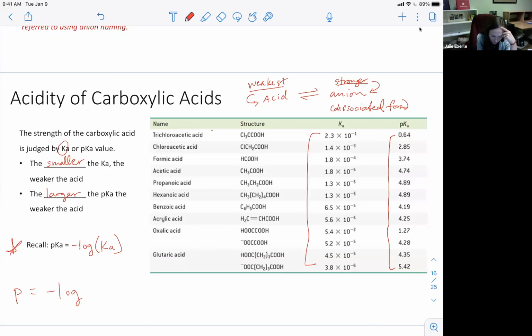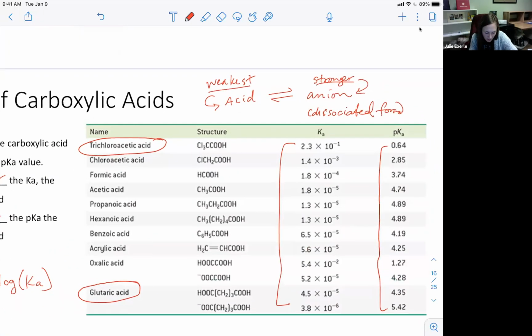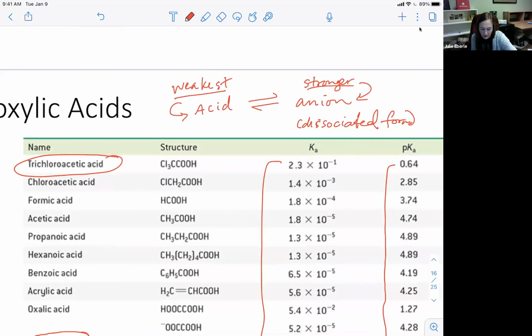At the very, very top, we have trichloroacetic acid. At the very, very bottom, we have glutaric acid. Now it gives you the structures, but I'm not interested in that right now. I want to look at these last two columns, Ka versus pK. I'm going to zoom in on trichloroacetic acid, the top one. Okay, what do you notice about the Ka value? 2.3 times 10 to the minus 1.